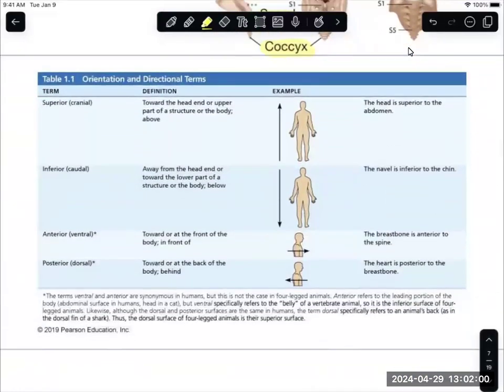Let's go through some of these directional terms. They are found on the lab sheet, within the anatomical terms section. These are listed in alphabetical order to help you figure out where we're going. As I go down this chart, they're going to be found in different areas if you wanted to take notes somewhere.